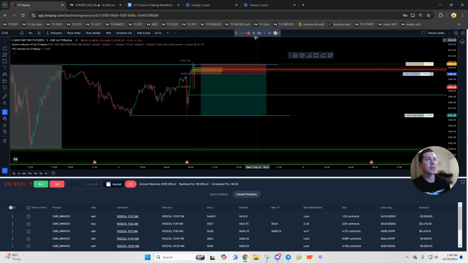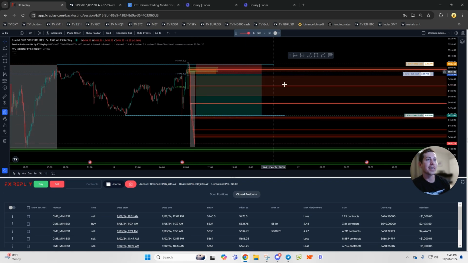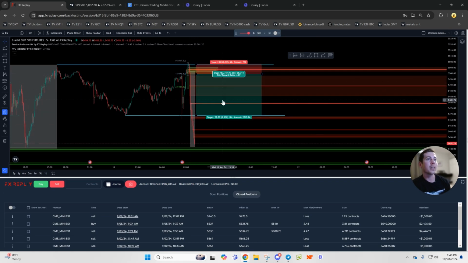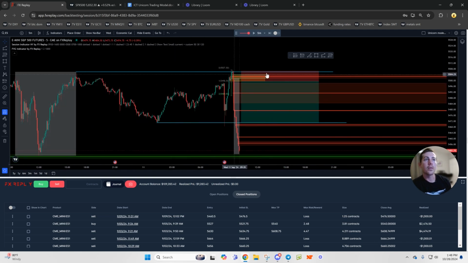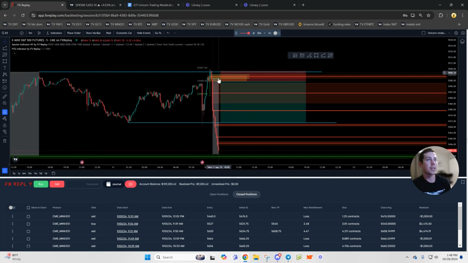It might not even tag us in. Yeah, it didn't even tag us in. So it wouldn't have been a trade we could have caught with this specific model. I think if you were using a liquidity sweep and there's an engulfing candle here, maybe you enter off that right at market open or something. That's really the only way you could have caught this move, but there was no retest for the unicorn model, so no trade on this day.